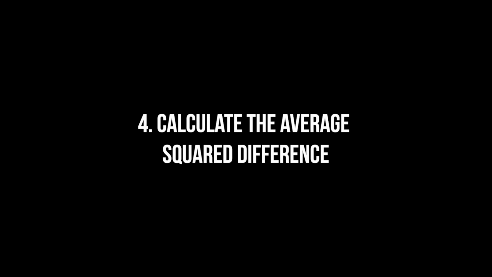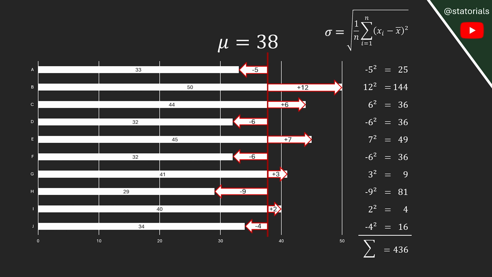The fourth step is to calculate the average squared difference. This means simply dividing the recently calculated sum by the number of individuals or observations. Spoiler, we will briefly talk about an exception a bit later. The average squared difference is also known as the variance, which is denoted sigma squared because of the squared differences. For my example, the sum of squared differences of 436 is divided by the number of observations, which is 10, giving an average squared difference of 43.6.